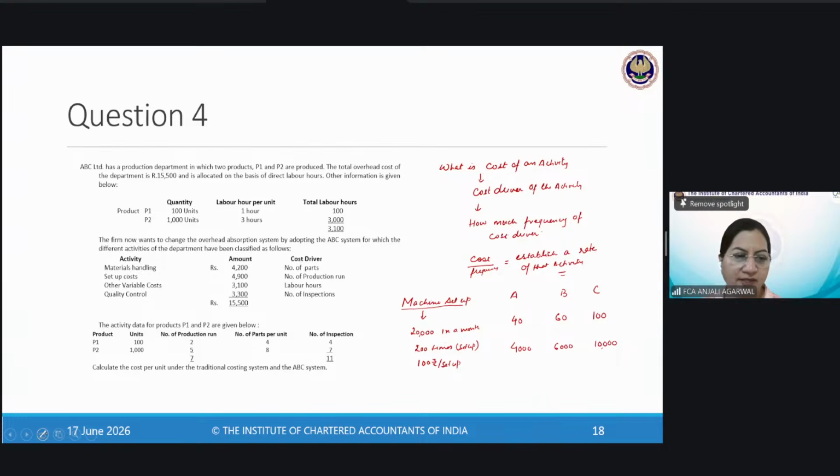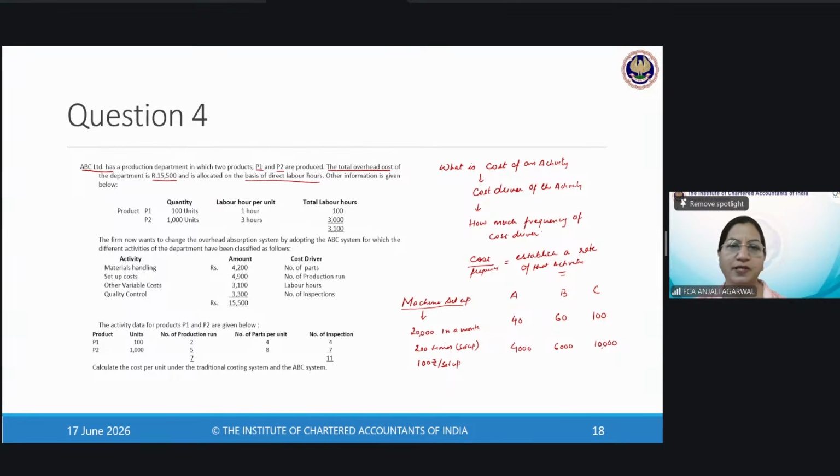Now let's understand this further using this question. ABC Limited has a production department and it has two products, P1 and P2. So we are here going to allocate our overheads amongst two products, P1 and P2. The total overhead cost of this department comes out to be 15,500. And traditionally, it has been allocated on the basis of direct labor hours. Other information is given below.